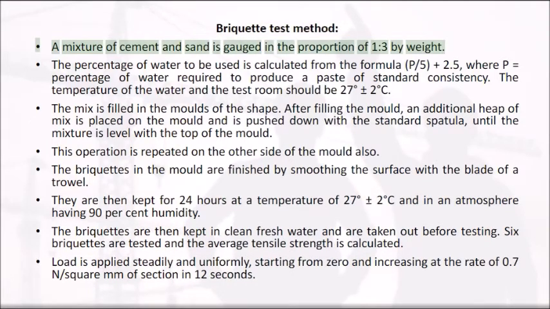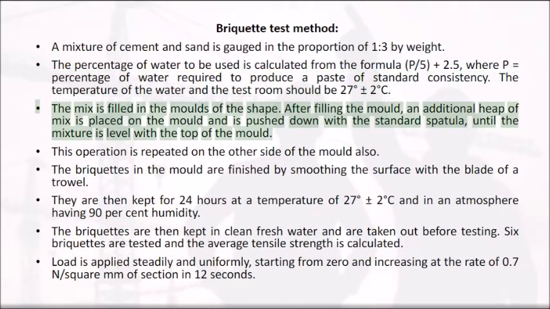A mixture of cement and sand is gauged in the proportion of 1:3 by weight. The percentage of water to be used is calculated from the formula P/5 + 2.5, where P equals the percentage of water required to produce a paste of standard consistency. The temperature of the water and the test room should be 27 degrees plus or minus 2 degrees C.